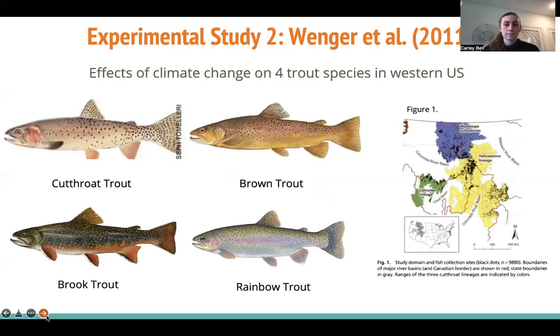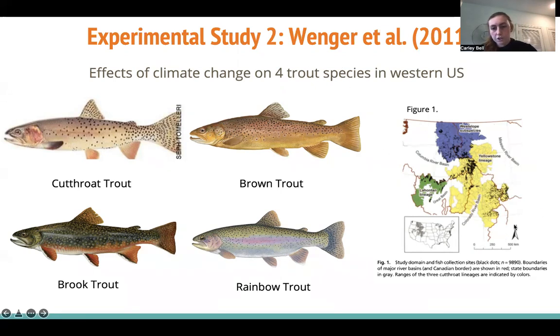Now, the second study is very similar to the first study in what they're studying. They just studied it in a different place with 2 more fish species. So this study was by Winger et al., and it was conducted in 2011, and it studied the effects of climate change on 4 trout species in the western United States.